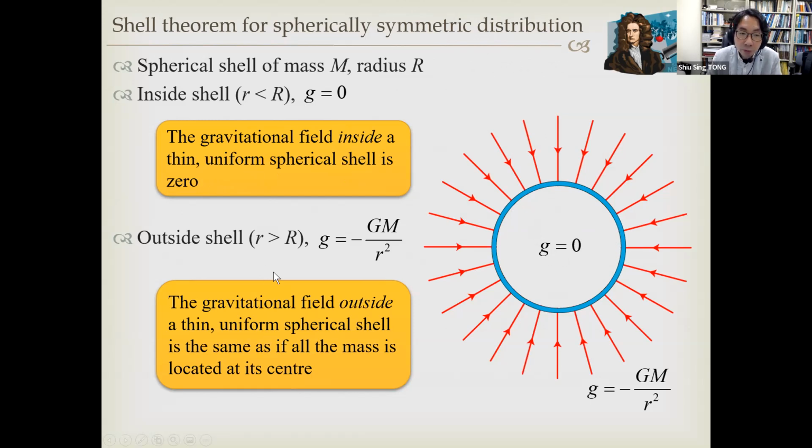And for outside, small r larger than big R, the radius of the shell, the gravitational force outside is the same as if all the mass is located at the center, just like a point mass gravitational field. So you simply take the formula GM over R squared, just like what you have for a point mass field. So that's an important theorem.